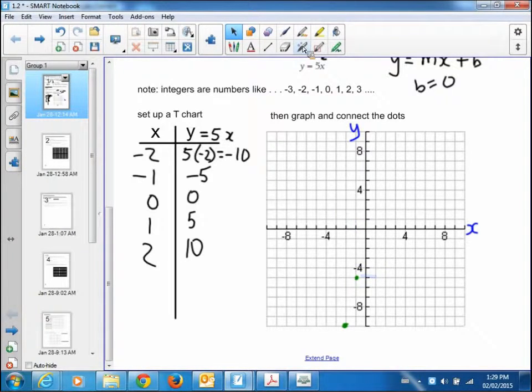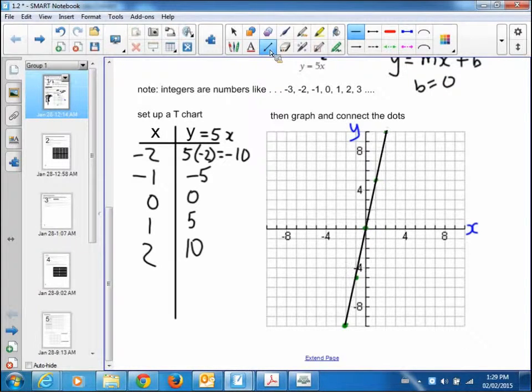0 and 0, that's easy. It's right dead center. 1 over on the x, up 5. And 2 and 10. Now, join it with a straight line. I will use mine because it looks like it, and yes, it is a linear equation.